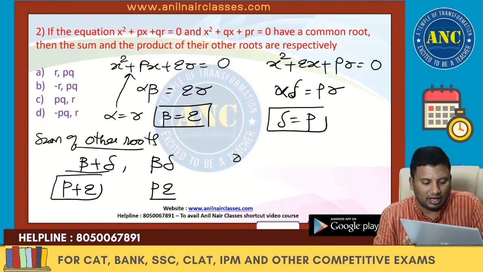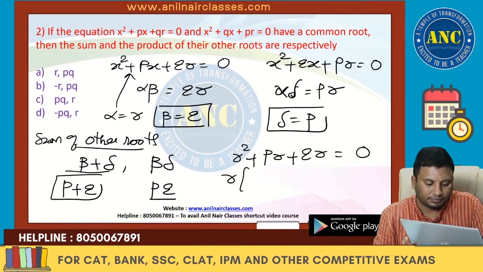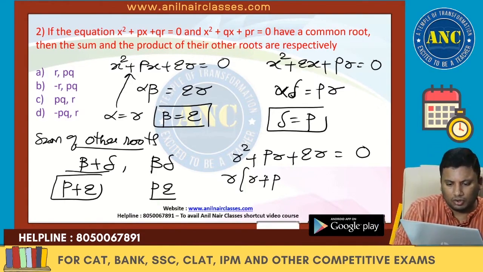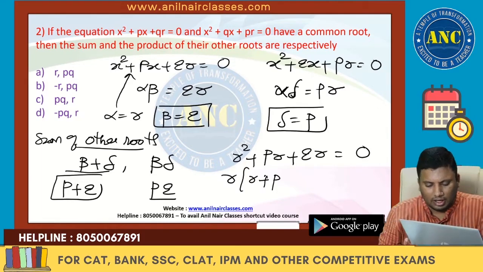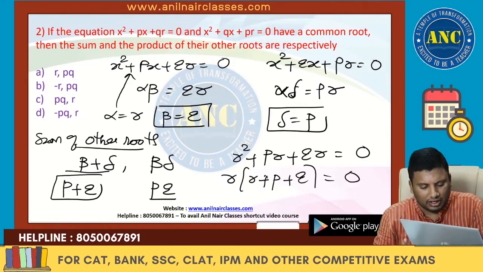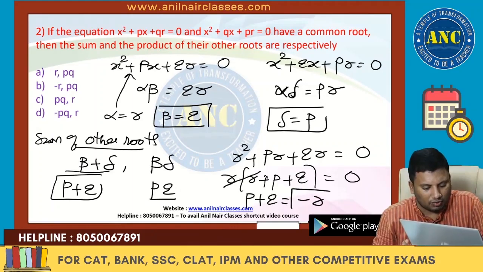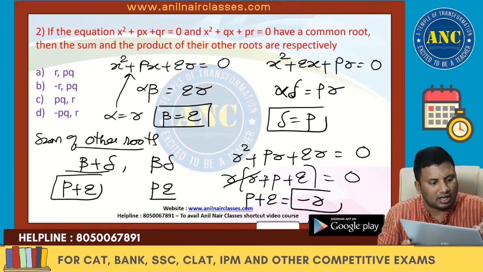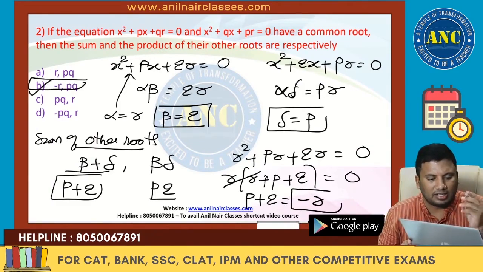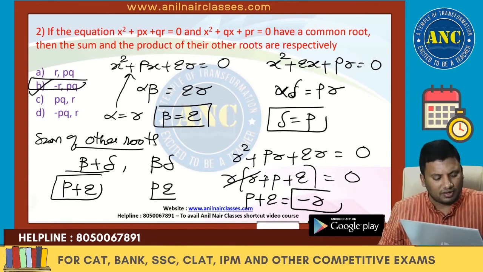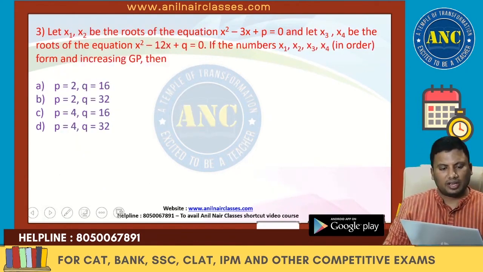If alpha is r, then r square plus pr plus qr equivalent to 0. R is common, so r plus p plus q equivalent to 0. So p plus q is nothing but minus r. So what are the answers we got? Minus r and pq. Easy question. Just an observation, and we will get this answer.